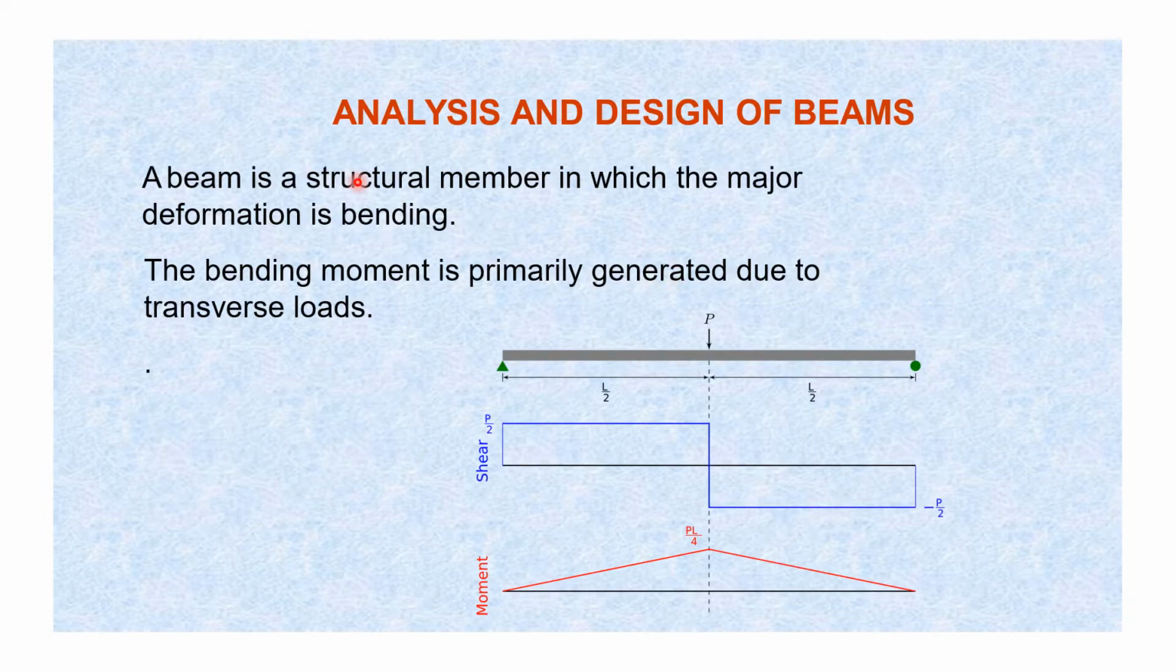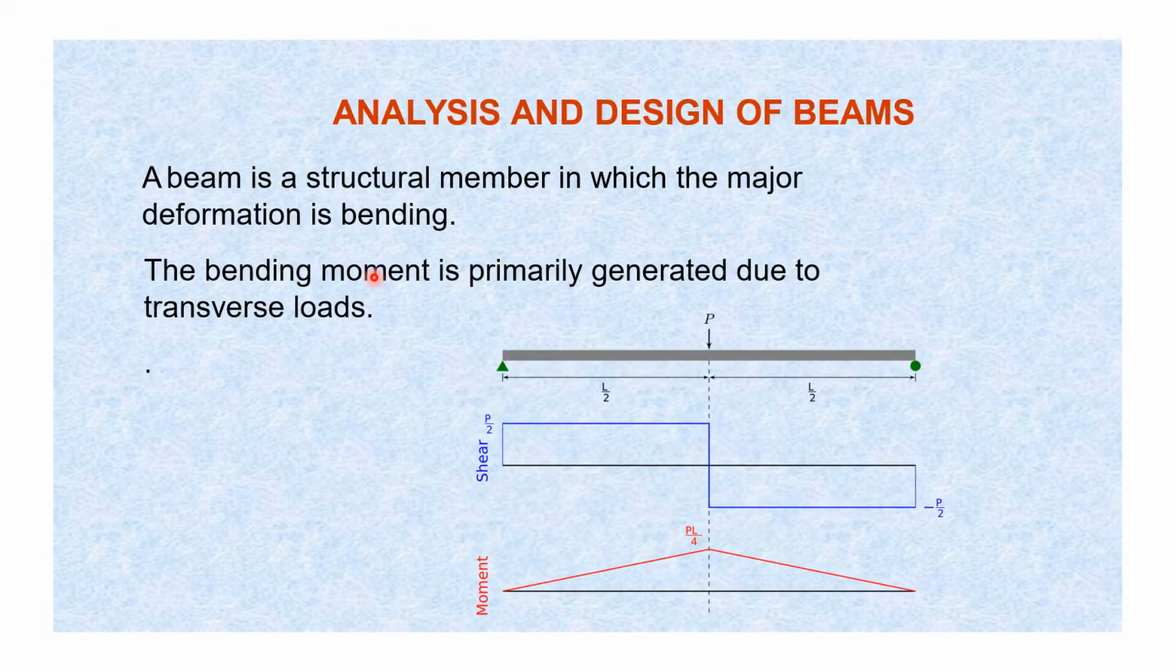Analysis and design of beam. A beam is a structural member in which the major deformation is bending. Shear is also present, but the more severe phenomenon is bending. So first of all we have to design against the bending moment. Then we will check for shear force, and we also have to satisfy the shear criteria. The bending moment is primarily generated due to the transverse load acting downward on the beam.